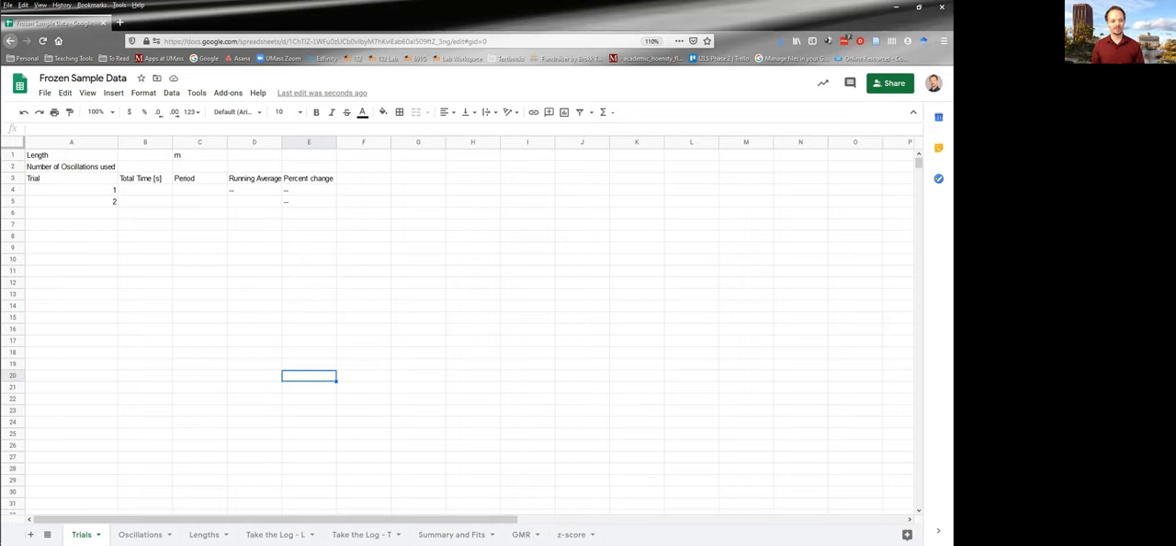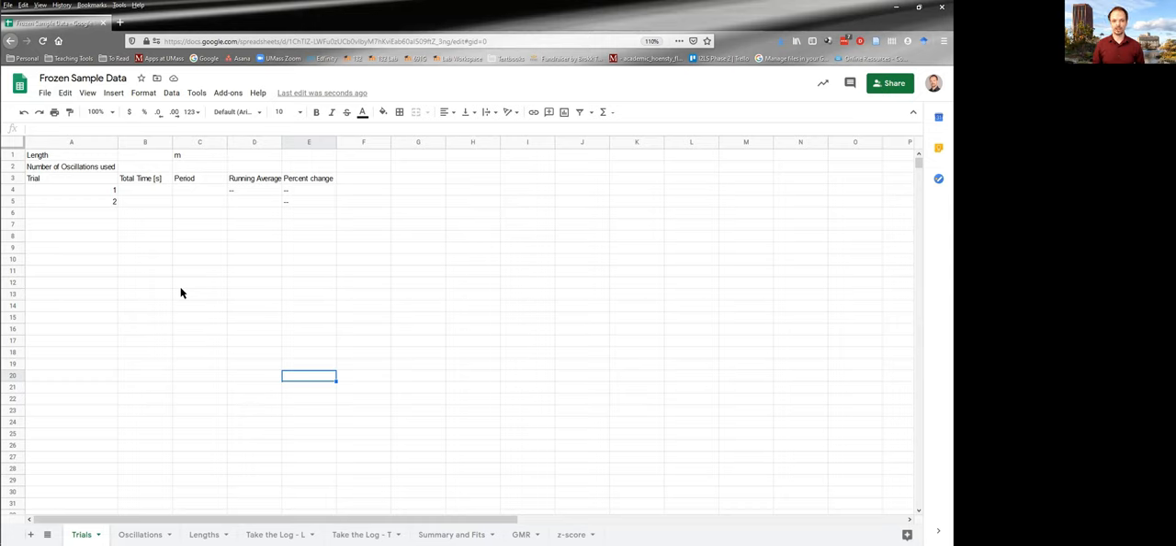You can see that we're going to have different sheets for the different stages of our analysis, just like we did before. And the very first step in this whole series of analysis is determining how many trials we're going to do. So remember that a trial is a fixed number of oscillations. So say five: one, two, three, four, five. And that's a trial. And we could then determine that total time, divide by five, and get the period of a single oscillation.